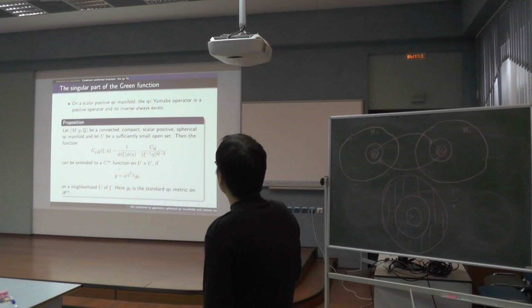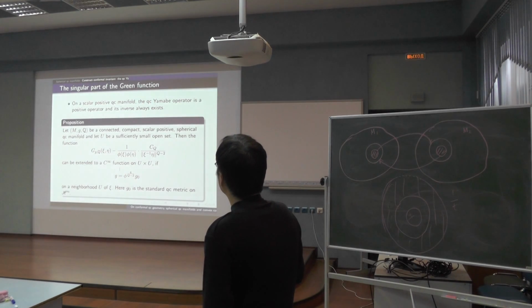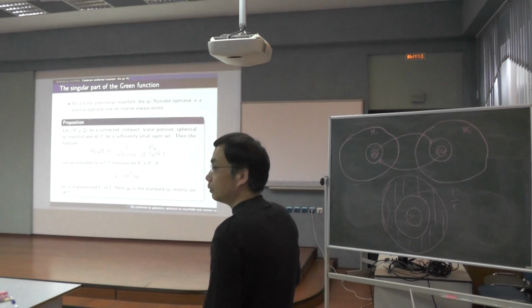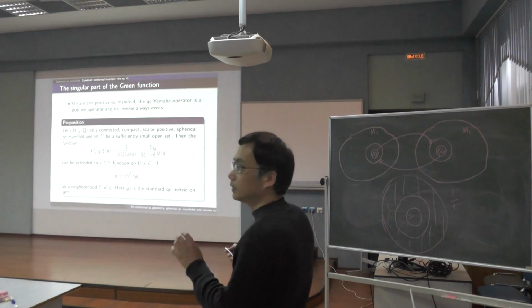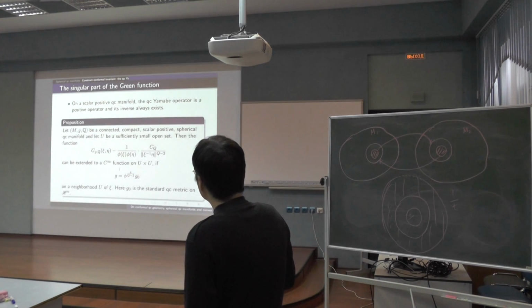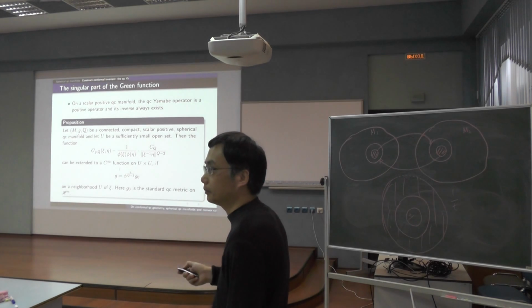So now we can construct the Green function. We should consider scalar positive QC manifolds. This is because the eigenvalue, in this case, is positive. So the operator has an inverse, so we have Green functions in this case. Otherwise, you have some zero eigenvalues, which is complicated. So the Green function is essentially the fundamental solution of the group under this metric g0, with some conformal factor. This is the singular part. The Green function minus the singular part is a smooth function.